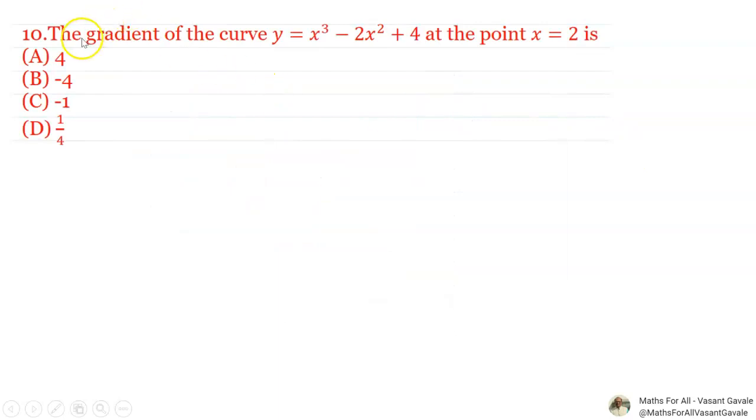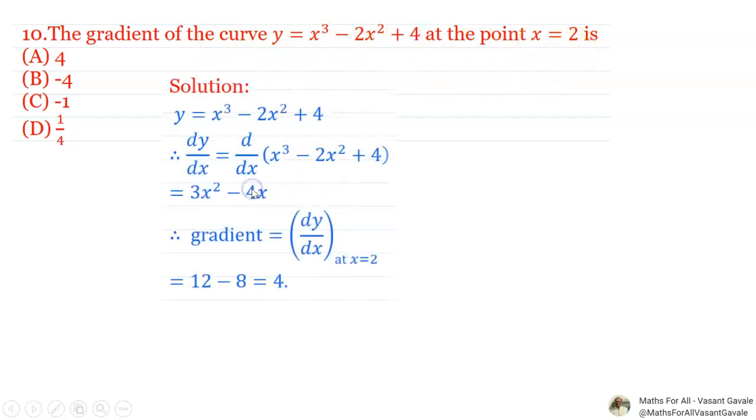Okay, now the next example. The gradient of the curve y is equals to x cube minus 2x square plus 4 at the point x is equals to 2 is. Gradient means we have to find out the slope. y is equals to x cube minus 2x square plus 4. Differentiate this with respect to x. Derivative of x cube is 3x square. Derivative of minus 2x square is minus 4x. Derivative of 4 is 0.